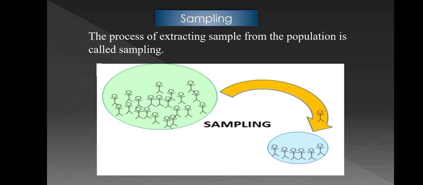It means you can see the population here. This is a population. From the population we are selecting a few items, which is called a sample. The process of selecting the sample from the population is known as sampling.